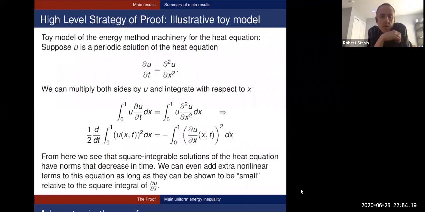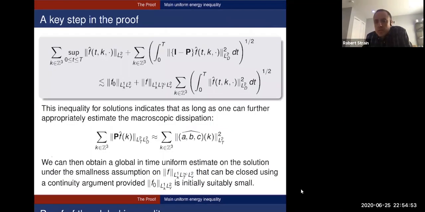Okay, so here's the ODE strategy of the proof. You have the heat equation, and you integrate by parts, and you integrate in L2, and you get that the L2 norm decreases. You can add nonlinear terms, and you can get to the L2 norm decreases. So that's the high-level strategy of the proof.